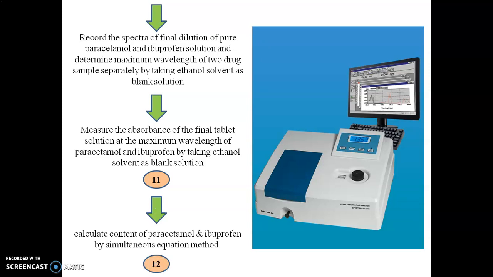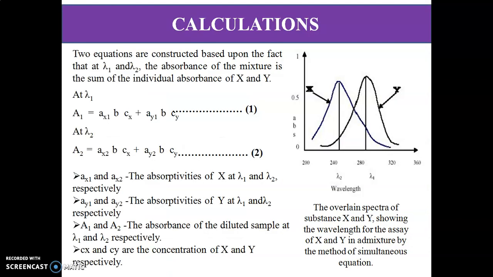So ethanol solvent is used here as a blank solution. Now finally calculate the content of paracetamol and ibuprofen by the simultaneous equation method. Now in short we have to see the calculation. So this is the overlay spectra of substances X and Y showing the wavelengths for the assay of X and Y in the admixture by the simultaneous equation method. This is the lambda max of the X sample and this is the lambda max of the Y sample.